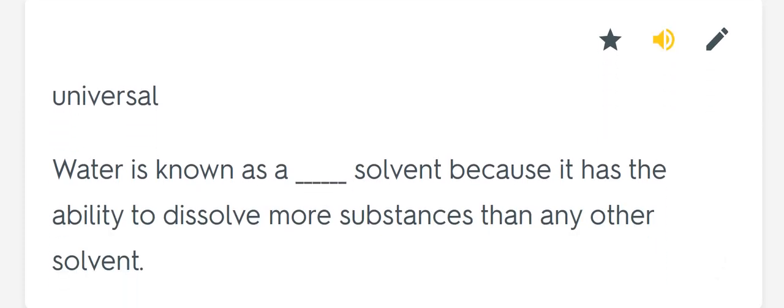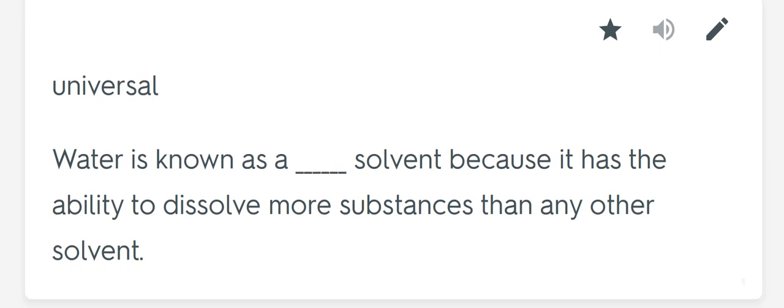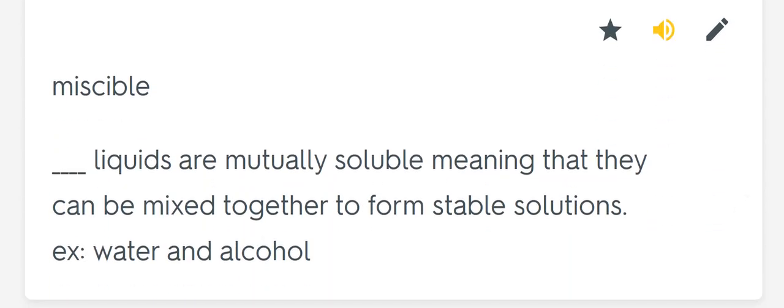Universal. Water is known as a blank solvent because it has the ability to dissolve more substances than any other solvent. Miscible. Blank liquids are mutually soluble, meaning that they can be mixed together to form stable solutions. Example: water and alcohol.